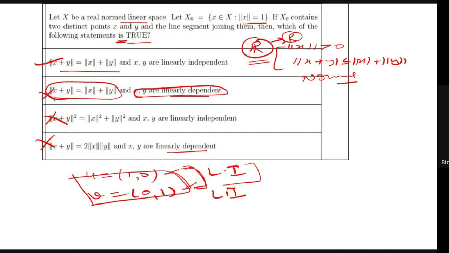Okay. Can I move to the next question? Or is there any question related to this? You can freely ask.